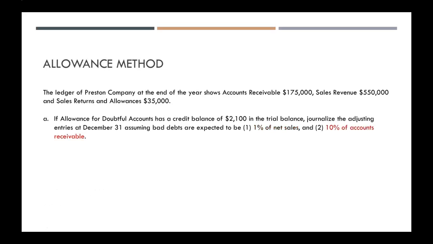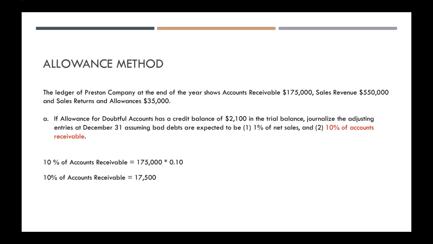So now, let's look at part 2, right? Assuming that bad debts are expected to be 10% of accounts receivable. Well, they gave us our accounts receivable, right? So we take 10% of that. $175,000 times 0.10, that's the 10%, and we find that that number is $17,500.